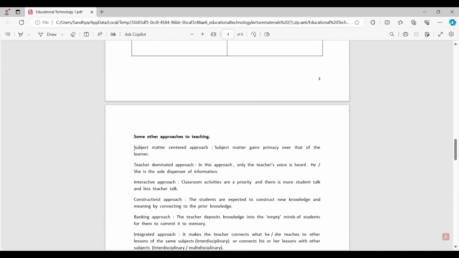I'm going to make some other approaches to teaching. This one. Read it. Can one of you read? Subject matter centered approach. Subject matter gains primacy over that of the learner. Now, there's another approach coming in between these two extremes. Subject matter centered approach. In that approach, what is more important is not the learner, whether they learn, but covering the subject matter, covering the syllabus. Okay. So this goes more into student-centered or teacher-centered?